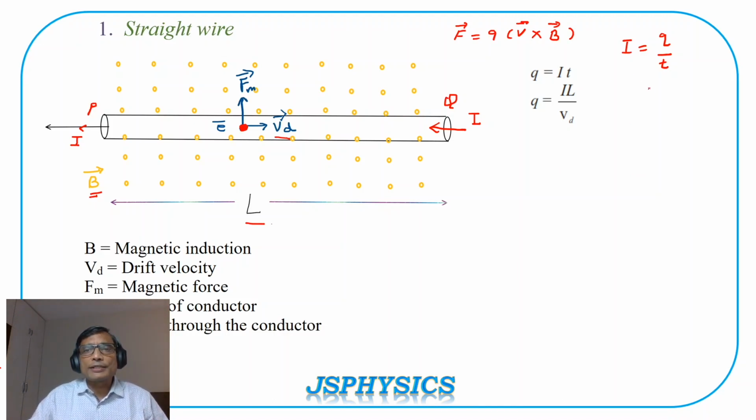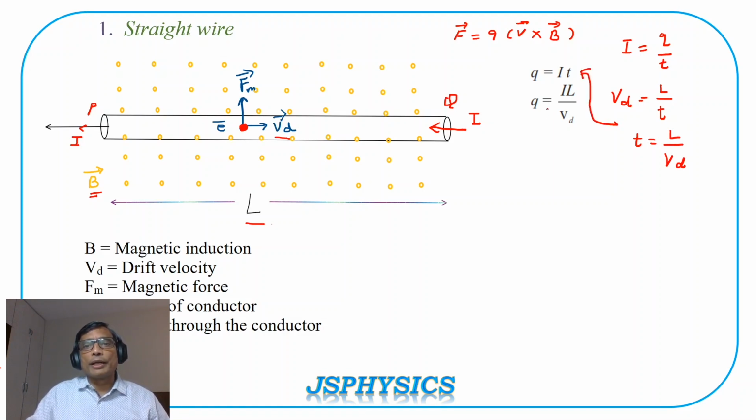Now in this case, let us assume that this electron is covering a distance of L in time t. Then its drift velocity we can write as Vd is equal to L by T. From that, time is equal to L by Vd. This value of time I can substitute here to write Q is equal to IL by Vd. So here B is the magnetic induction, Vd is the drift velocity, Fm is the magnetic force acting on the current carrying conductor, L is the length of the conductor, and I is passing from right to left.